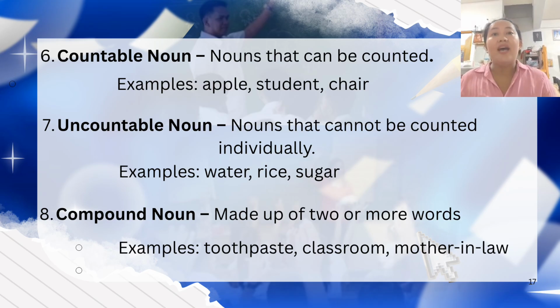To summarize, a noun is a naming word that refers to a person, place, things, or animals. Nouns are important because they help us identify and talk about the people, place, and things around us. We also learned that nouns have different types, such as proper noun, common noun, concrete noun, abstract noun, collective noun, countable noun, uncountable noun, and compound noun.